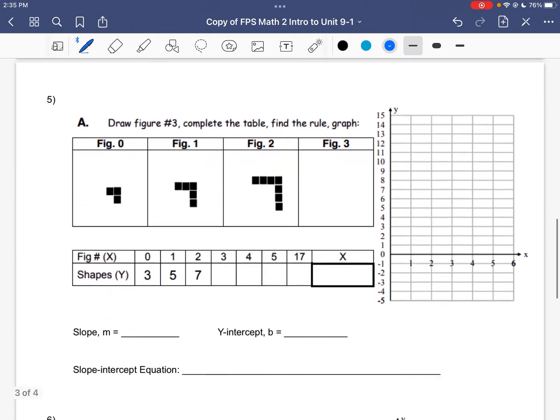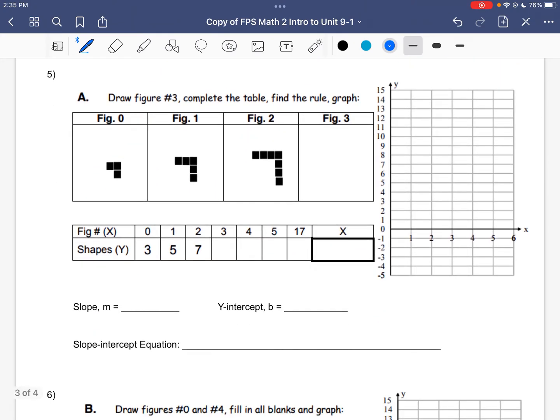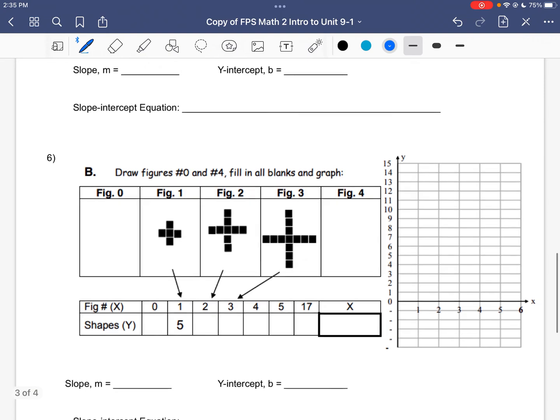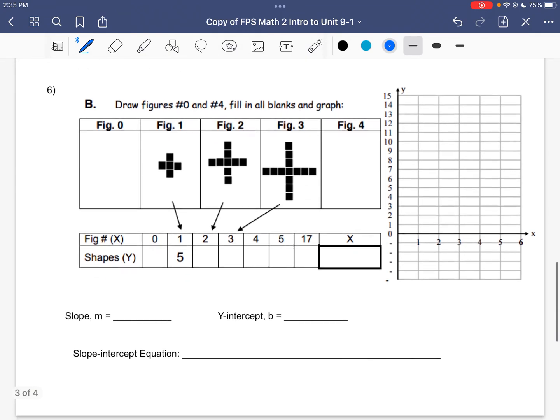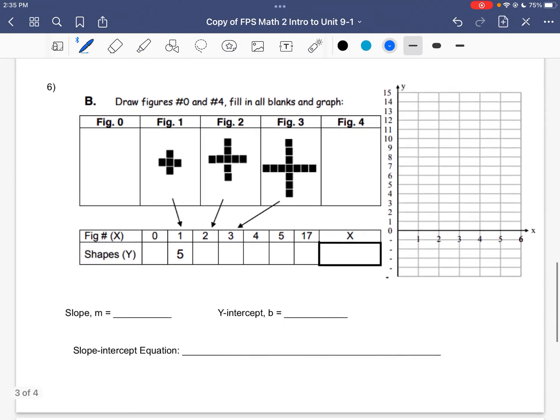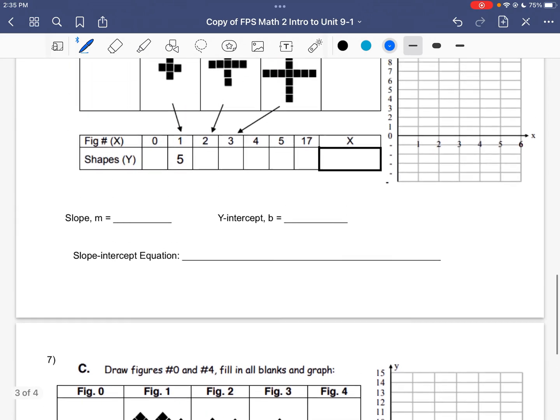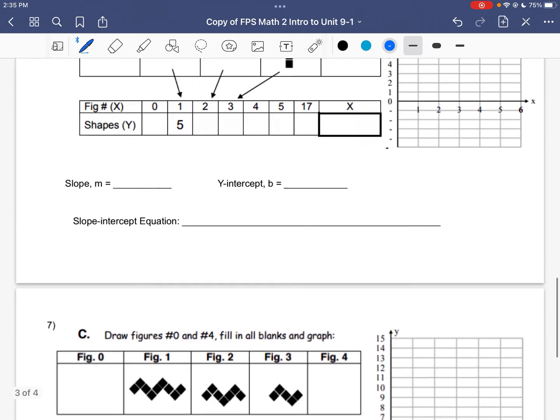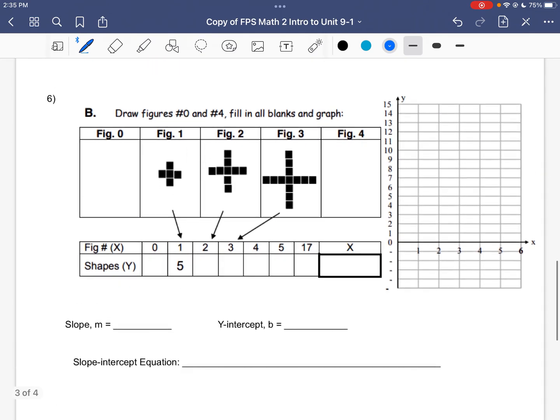Beautiful. Okay, so we're almost done with the video. I'm going to do one more with you, and then I want you to kind of do the rest. I'm thinking we'll do B together because it's a little bit more complex. And then I'm going to have you do, so we're going to do 6 together, and I'm going to have you do 5, 7, and 8 on your own. Okay. So for number 6.